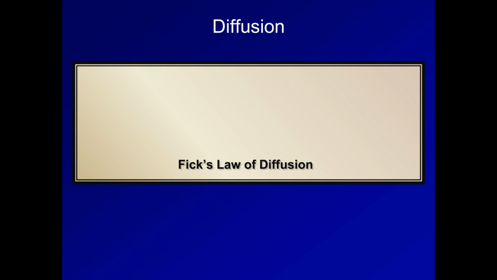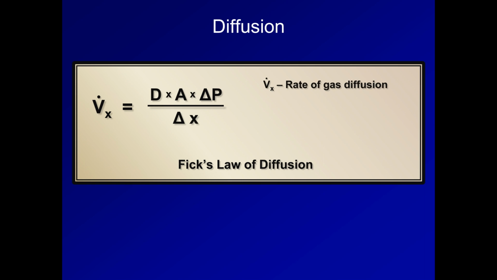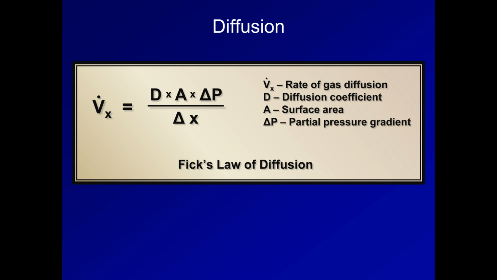Since the physical process of diffusion is key to gas exchange, let's take a closer look at how that works. Diffusion can be mathematically described by Fick's law. This states that the rate of gas diffusion equals the diffusion coefficient times the surface area of the diffusing membrane times the partial pressure gradient of the diffusing gas, all divided by the thickness of the membrane. The diffusion coefficient for a given gas is dependent upon its molecular weight and its solubility. Thus, although carbon dioxide is more massive a molecule than oxygen, which should slow down its diffusion, because it is much more soluble than oxygen, its overall rate of diffusion is faster.